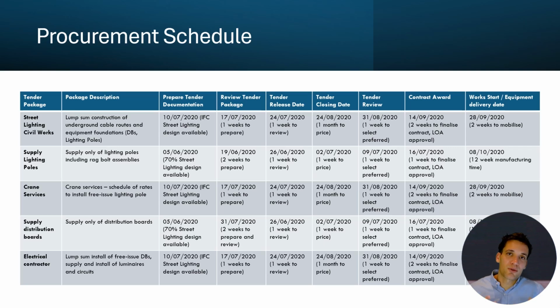As an example of a procurement schedule for an electrical upgrade of a road, we'd have street lighting civil works, supply of light poles, crane services, supply of distribution boards, and an electrical contractor. We also want to make sure these are covered in a procurement schedule because we want to define the packages, but also work out when we would need to procure these services. And this is more important when we're talking about integrating procurement into the project schedule and methodology.